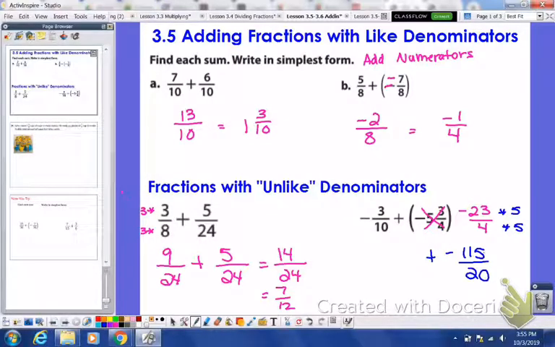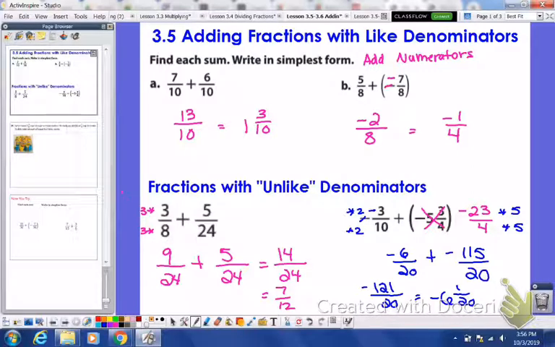Now, first fraction, how do I get a 10 to a 20? We multiply by 2. Again, numerator and denominator. This is a negative here. We're going to move that negative up. So 2 times negative 3 gives us negative 6/20. Negative 6 plus negative 115, they are both negative, so we are in fact adding, not subtracting. Gives us 121, so negative 121/20. 20 goes into 121 6 times, so negative 6, remainder of 1, so negative 6 and 1/20.